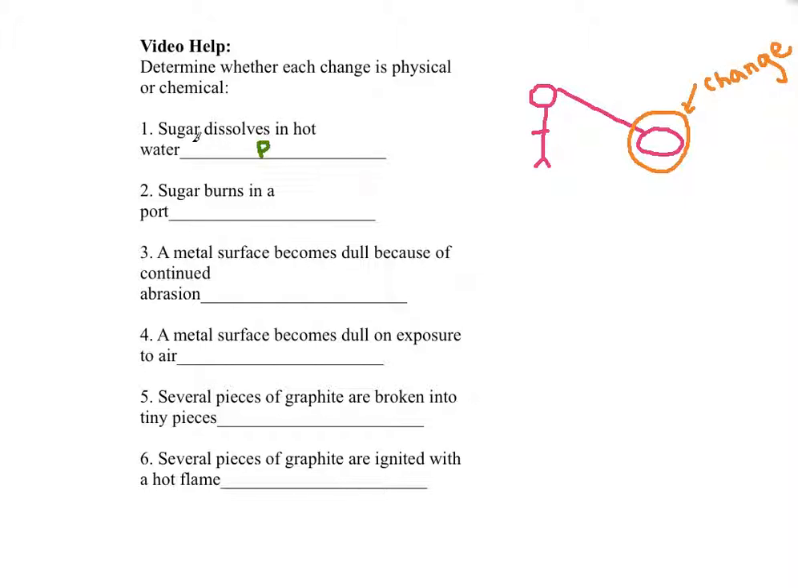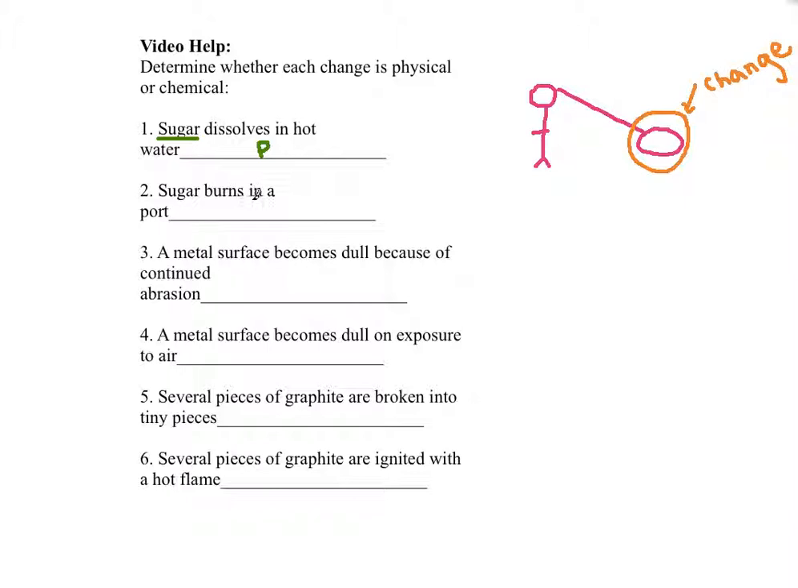Now, if I said sugar reacted with air to create, like, I don't know, burnt sugar, then I'm changing the identity of the sugar. A good way to think about this for a physical change here, if I dissolve sugar into water, I know that the sugar itself doesn't change its identity because I can evaporate the water, or I can boil off the water, and what I'll be left with is the original sugar. So if I can get it back, it's going to be physical.